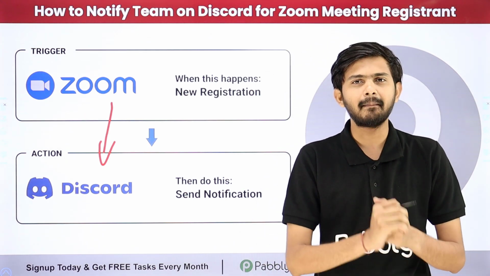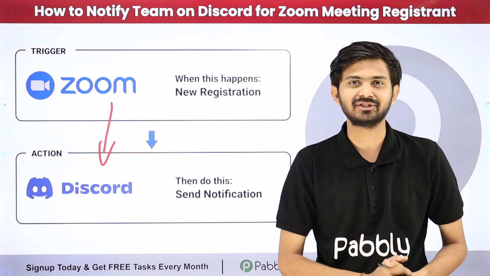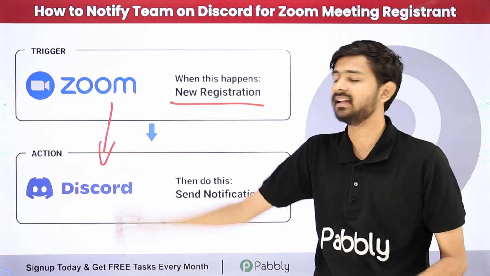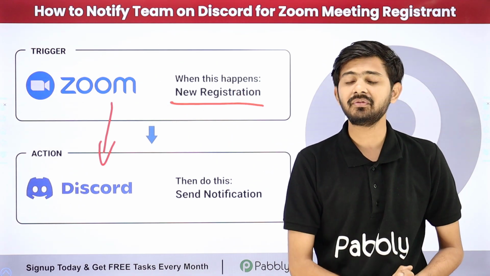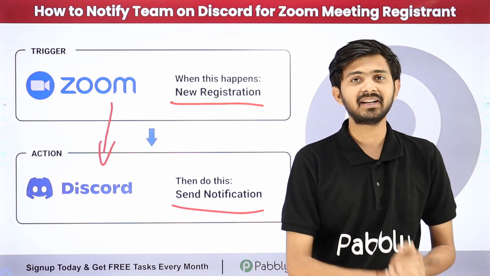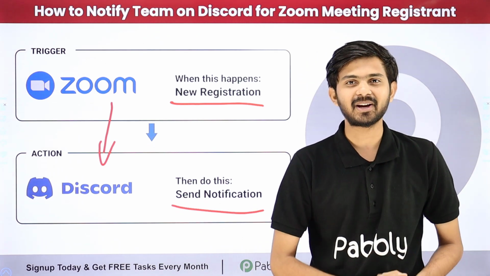So Pabbly Connect is an amazing software for automation and integration. Now with Pabbly Connect, whenever I'm going to receive a new registrant for my Zoom meeting, then automatically I'm going to send a notification message on my Discord channel. So how I'm going to build this connection? For that, let me take you to my computer screen.